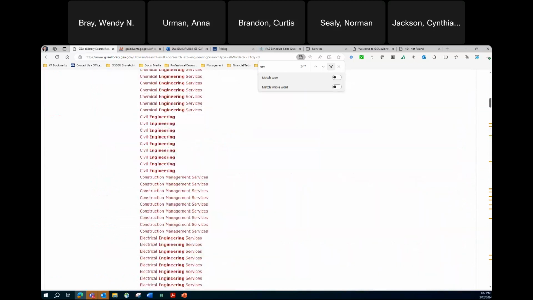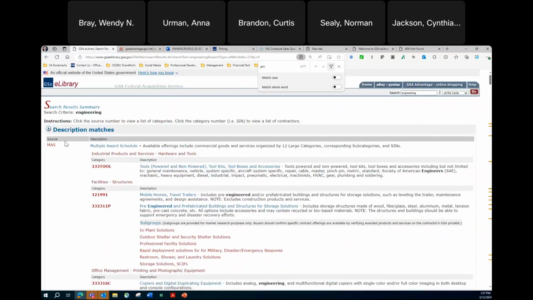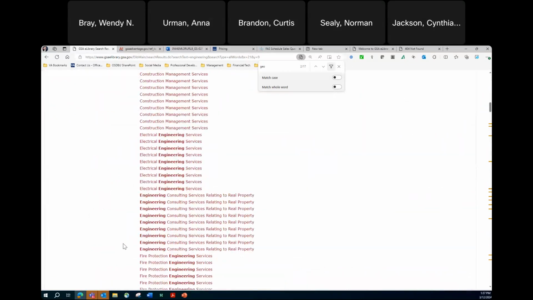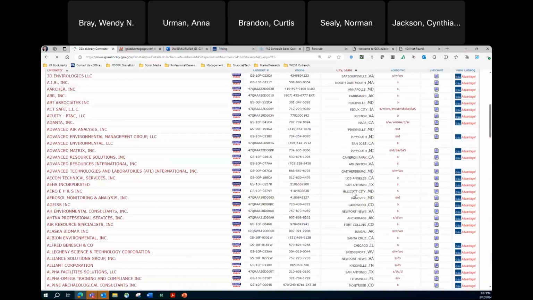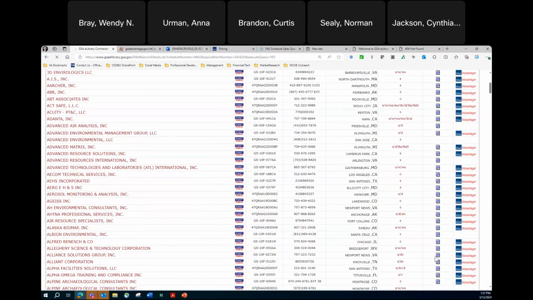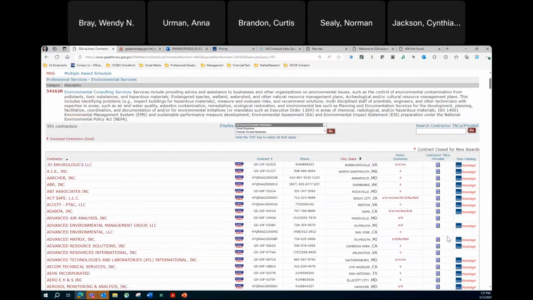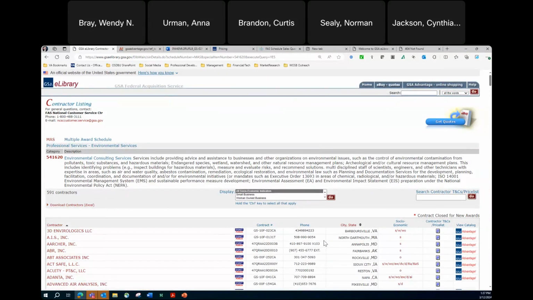And again, regardless of the schedule or overarching contract and the subcategory of that contract, you could click on any of them and you will get a list of vendors, socioeconomic categories, and their contracts that are available on this schedule. So before I jump into GSA Advantage, are there any questions about eLibrary?